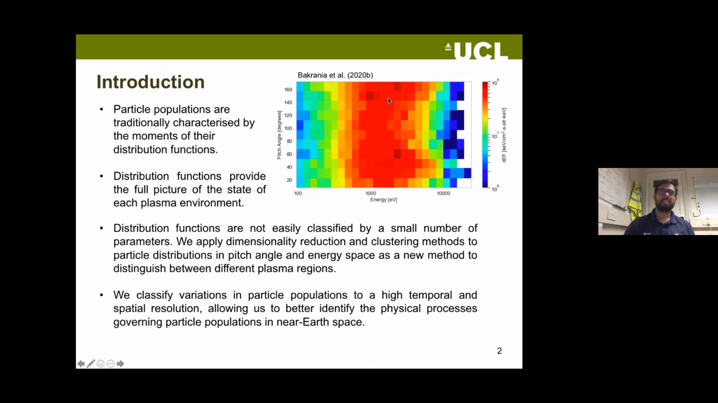So here is just an example of a distribution that we will be inputting into our machine learning methods. We are using Cluster data from the magnetotail. And we take in about 10 years of data with a dimensionality of 312. That's 26 energy bins and 12 pitch angle bins.